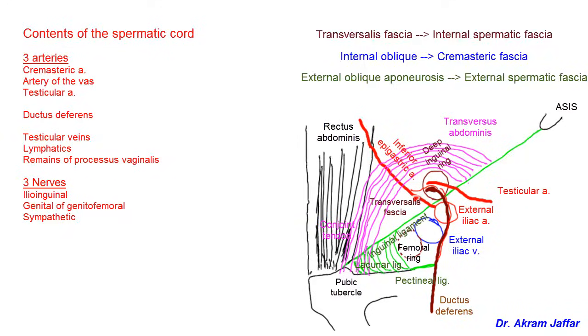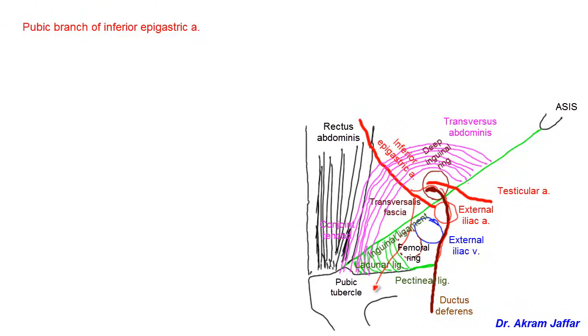An important point to show here in relation to the femoral ring is the pubic branch of the inferior epigastric artery. This pubic branch passes in relation to the femoral ring and the lacunar ligament toward the superior ramus of the pubis. This artery passing toward the obturator foramen is the obturator artery. And before it passes through the foramen, it supplies a pubic branch as well to supply the bone. Now this pubic branch anastomoses with the pubic branch of the inferior epigastric artery.